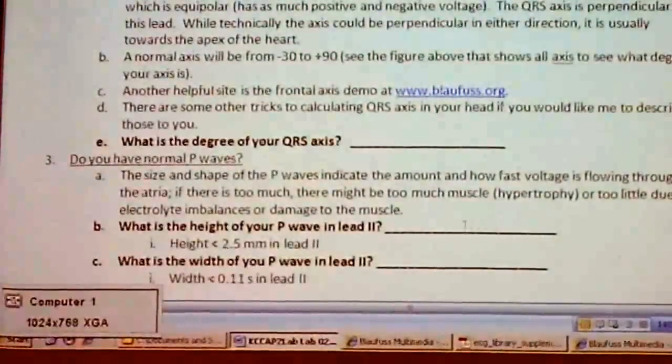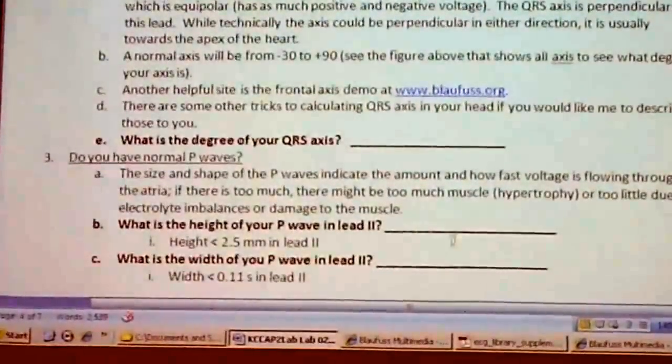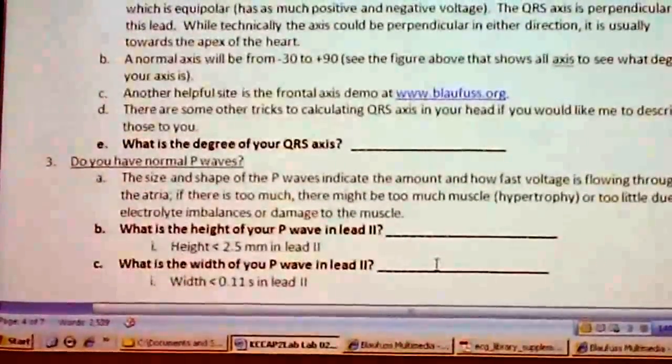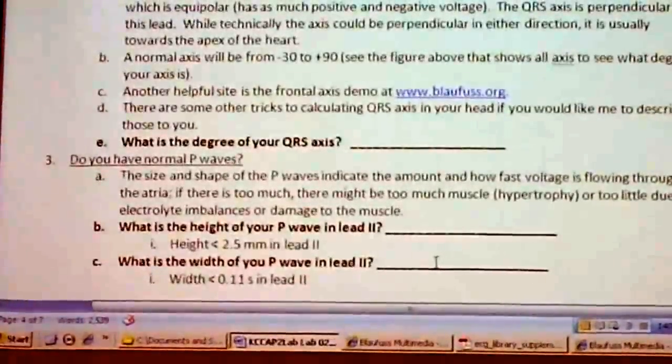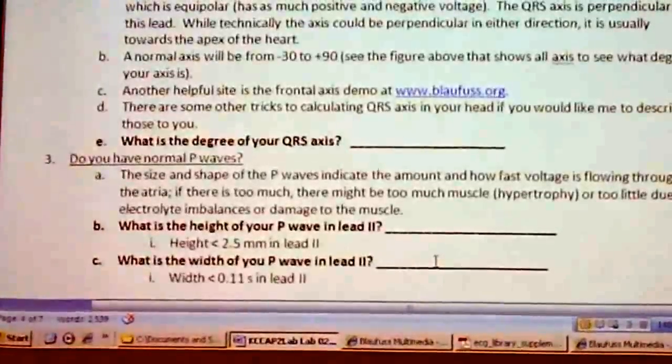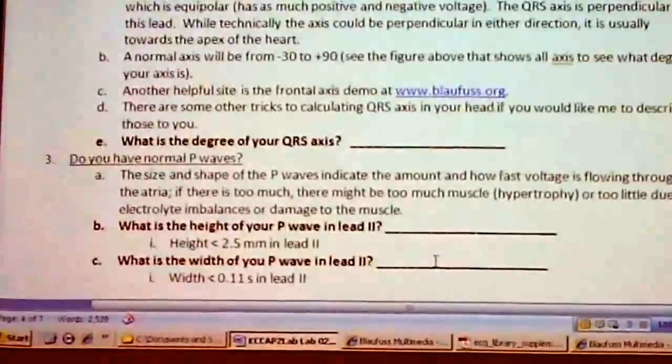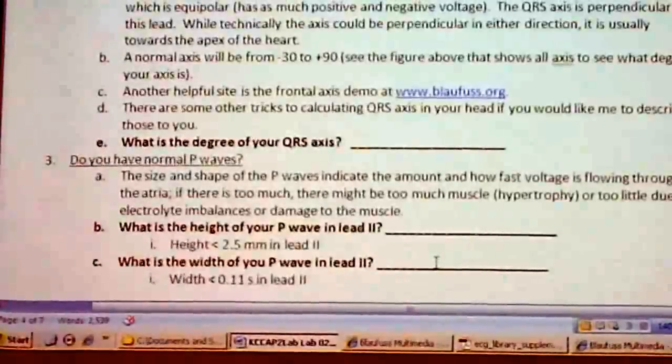So put the height of your blocks here, and the width in seconds. So if it's 1 block, it's 0.04 seconds. If it's 2 blocks, 0.08. If it's 3, it's 0.12. If it's 4, it was nice knowing you. If it's 5, just kidding.